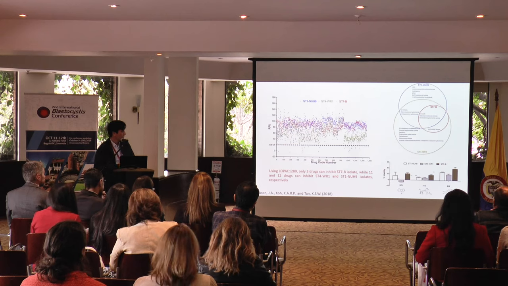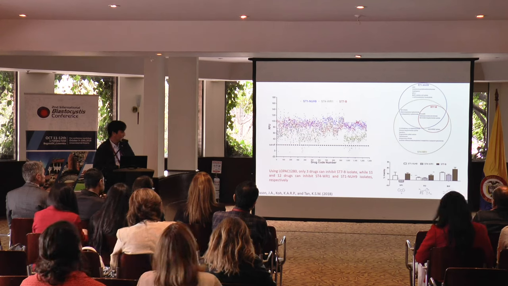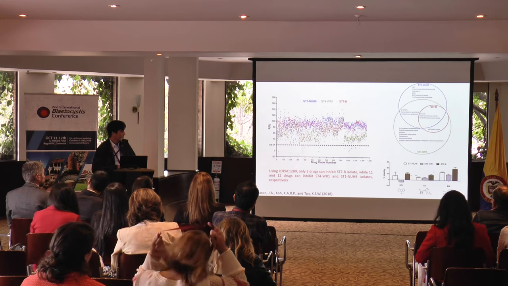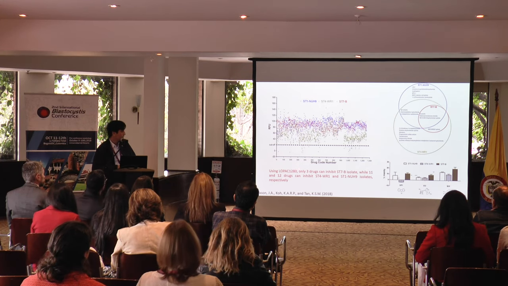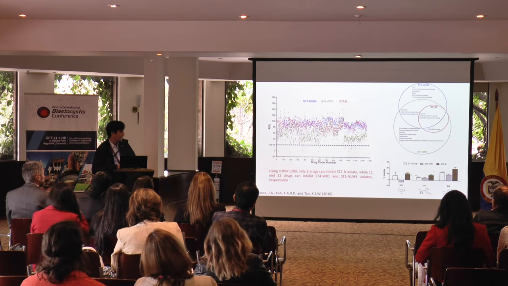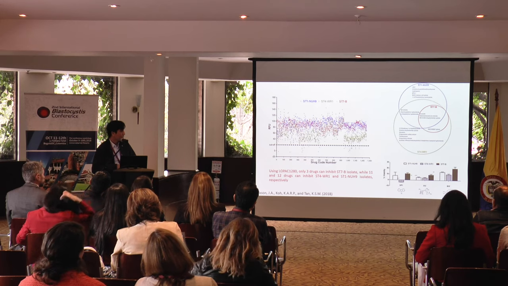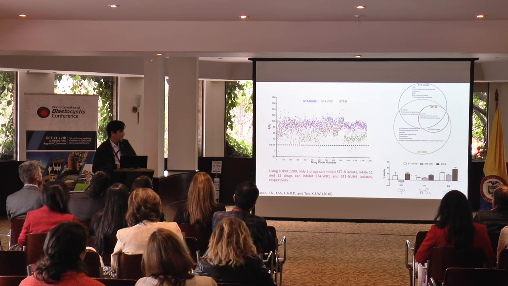And not only that, when I was doing my PhD, we tested 1,280 compounds from this library of pharmacologically active compounds, and we found that only three drugs can inhibit subtype 7. Actually, only four drugs can inhibit subtype 7B isolates.